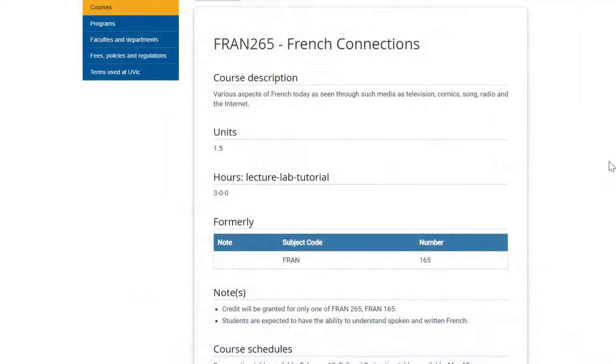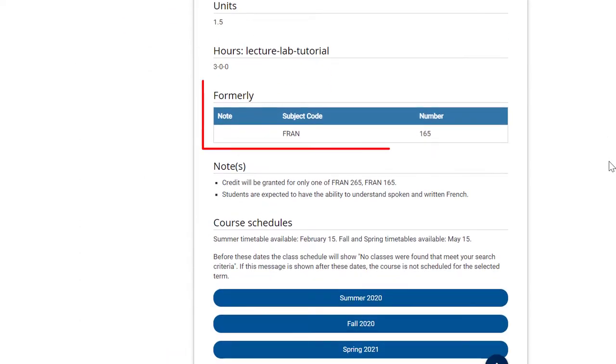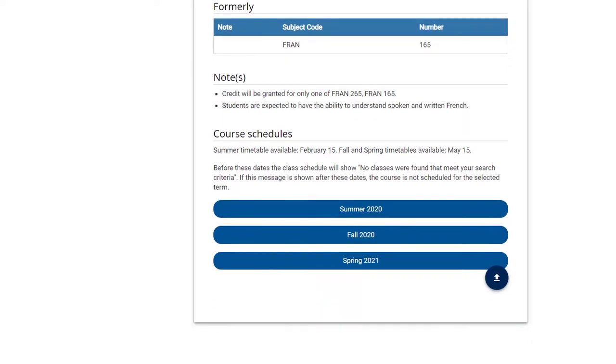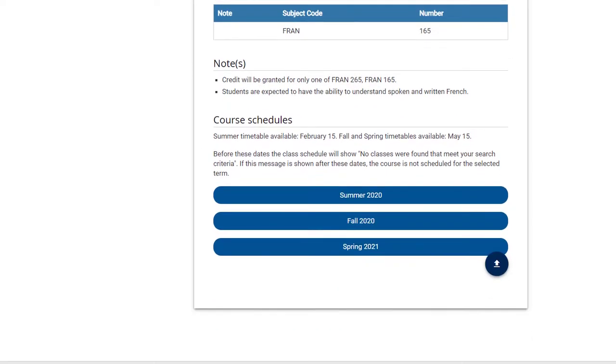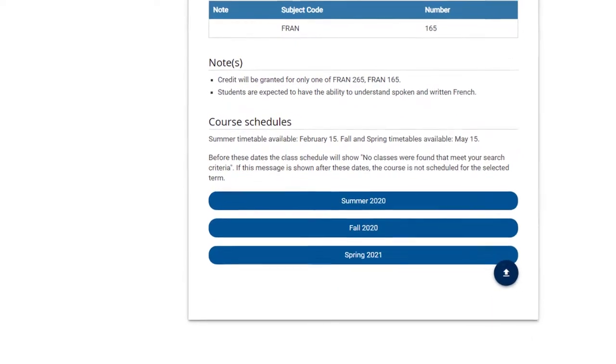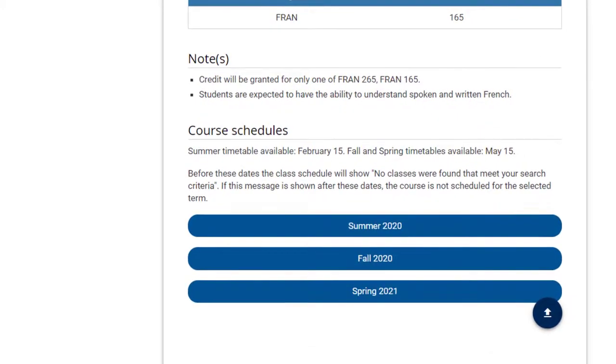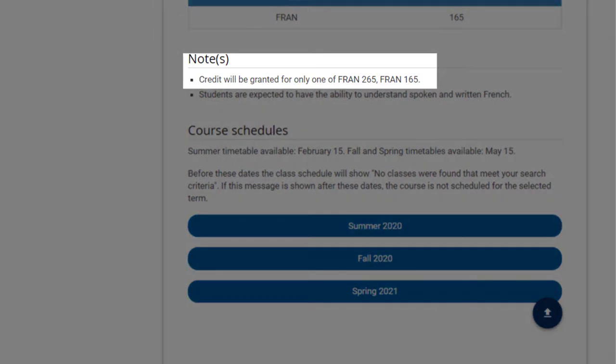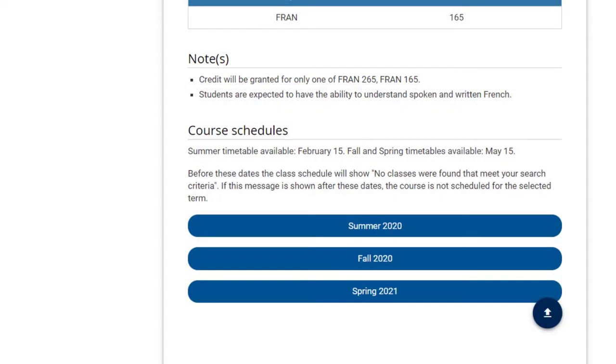You may also, from time to time, see a formerly note. A formerly note indicates that this course, at one time, was formerly known as a different course. In this case, FRAN 265 was formerly known as FRAN 165. As such, credit will only be granted for one of FRAN 265 or FRAN 165, but not both.